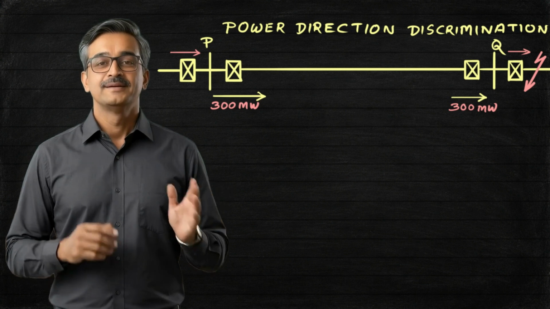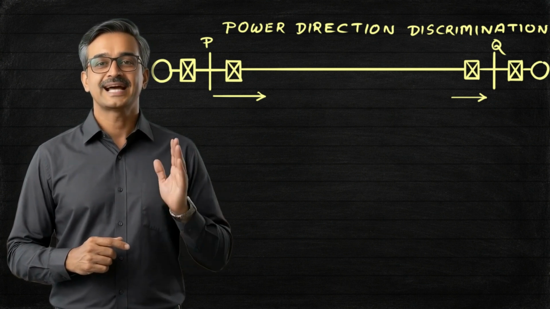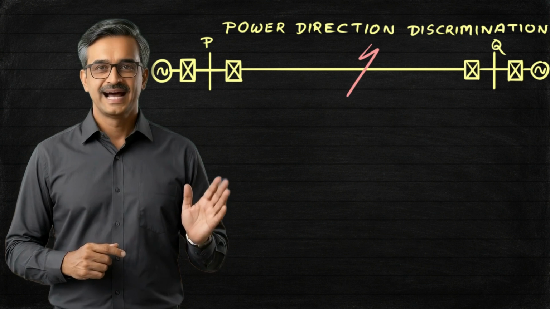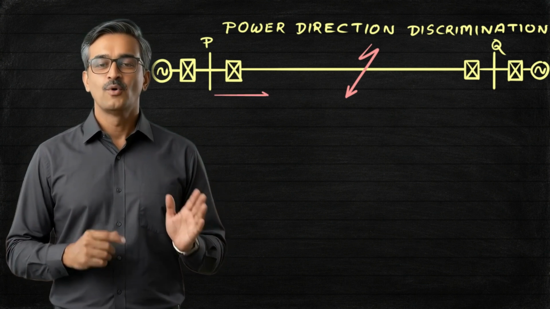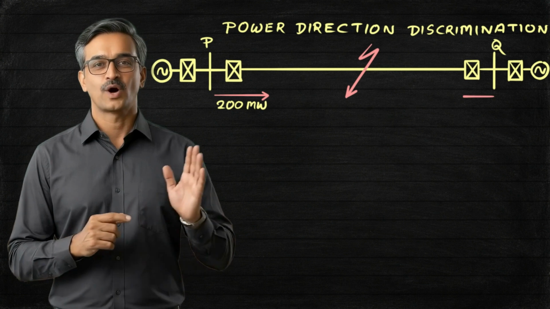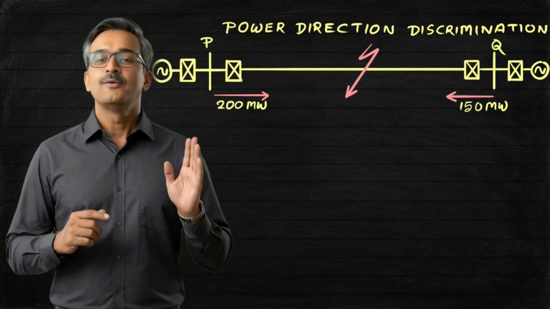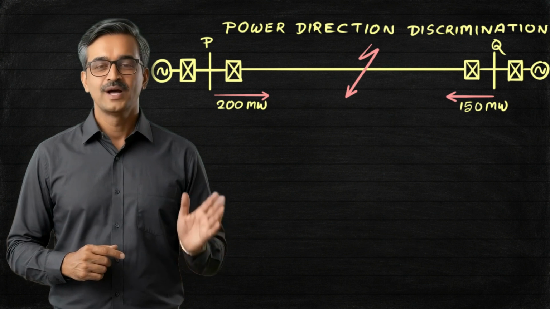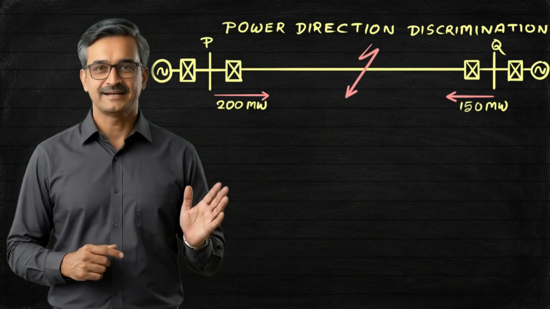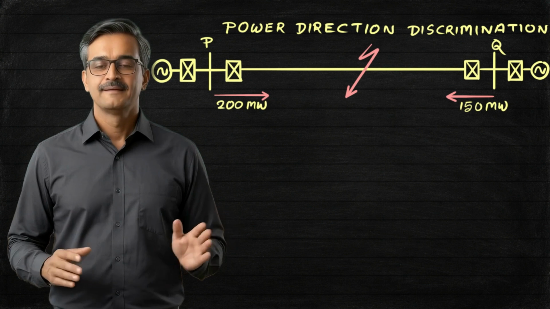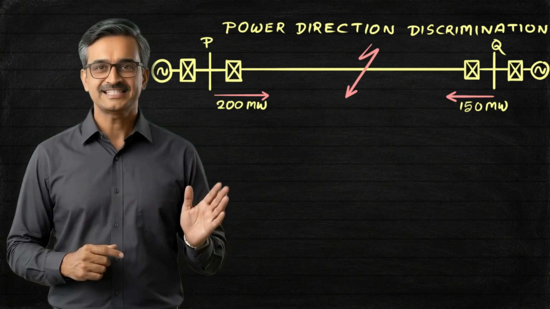Now consider another situation. Suppose both substations have generating sources connected behind them and now a fault occurs inside the protected transmission line somewhere between P and Q. Immediately, both generating stations begin feeding the fault. Suppose 200 megawatts enters the protected section from substation P, while 150 megawatts simultaneously enters the protected section from substation Q. Notice what has changed. Earlier, power entered from one end and left through the other. Now power is entering the protected section from both ends simultaneously, because both sources are supplying the internal fault. There is no power flowing out of the protected section. This is a clear indication that the fault lies inside the protected zone.